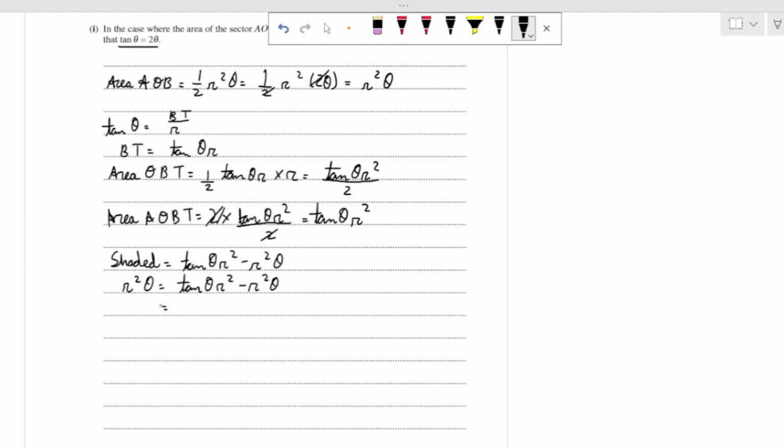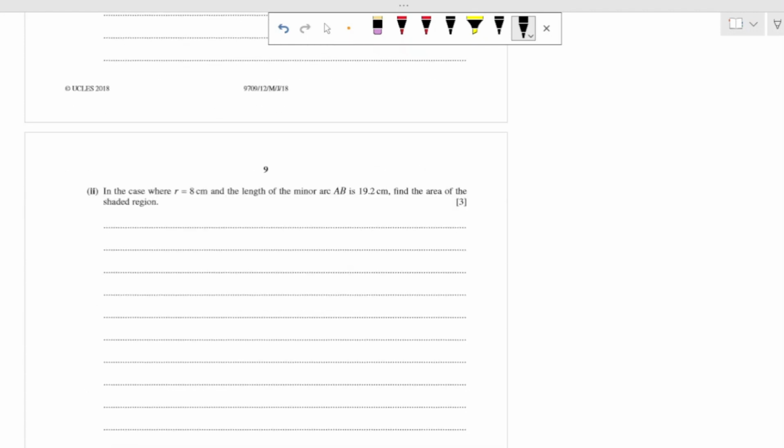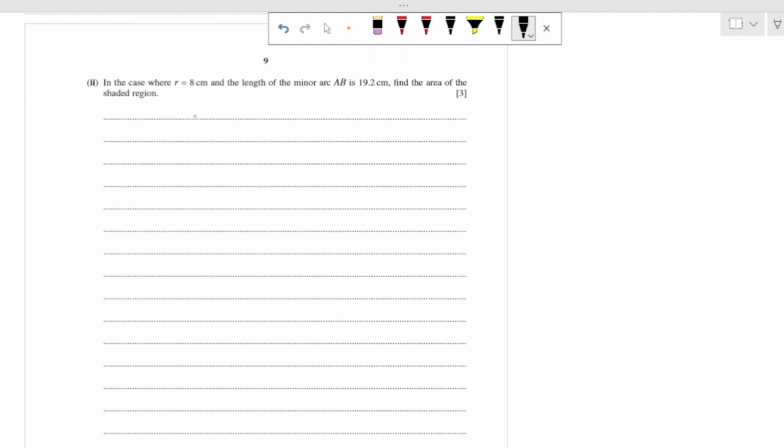We just have to rearrange it. We bring r square theta over there. R square theta plus r square theta gives us 2r square theta. We can consider this whole thing as a single term, and we're left over here with tan theta r square. R square cancels from both of the sides, and we are left with tan theta is equal to 2 theta. Hence proved. Part 2. In the case where r is equal to 8 centimeters and the length of the minor arc AB is 19.2 centimeters, find the area of the shaded region.